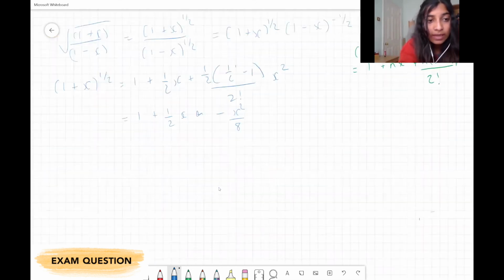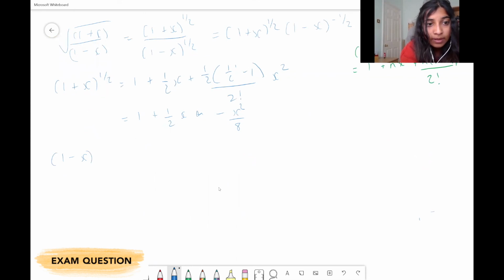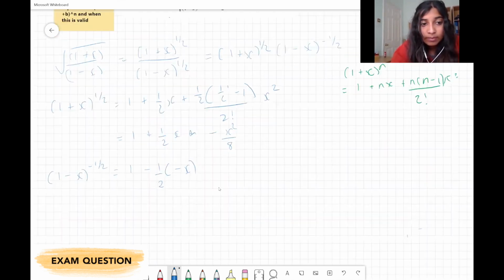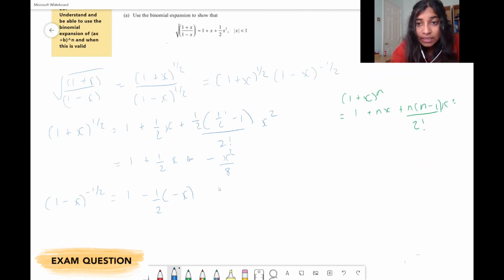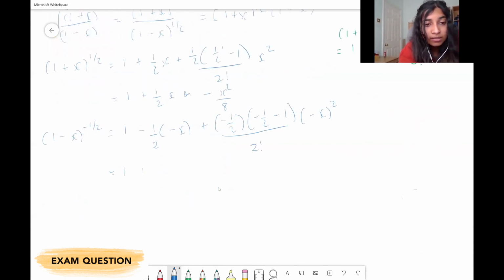And if we do the next one, we have 1 minus x to the power of minus a half. That's equal to 1 minus a half times minus x, because remember this x term is, we have minus x there, so it's minus x, and then plus minus a half times minus a half minus 1 over 2 factorial times minus x squared, and that's just equal to 1 plus x over 2 plus 3x squared over 8.